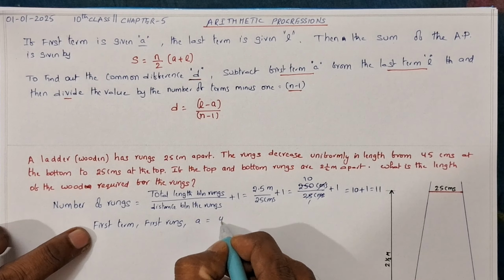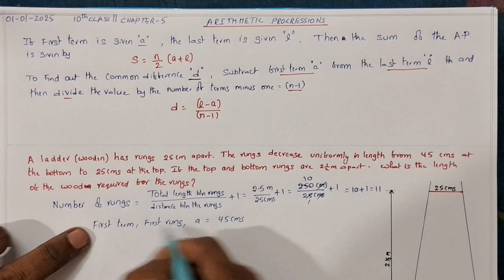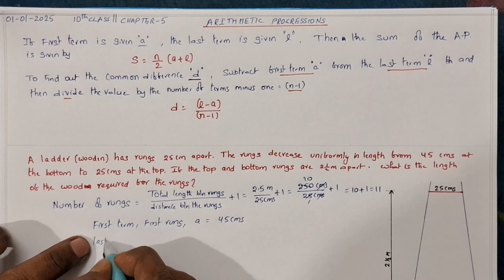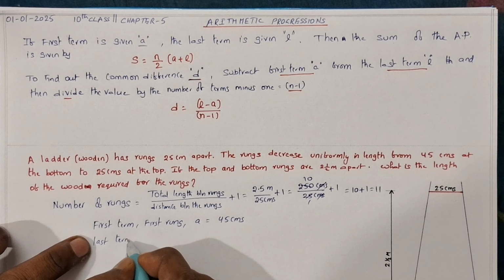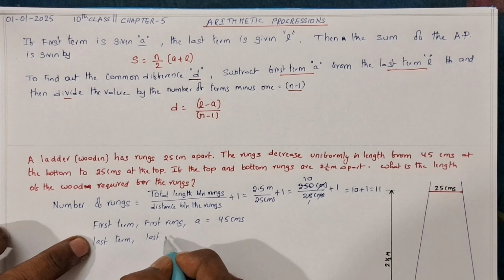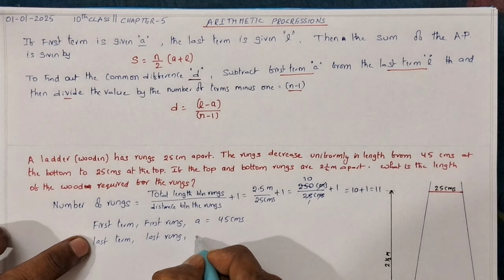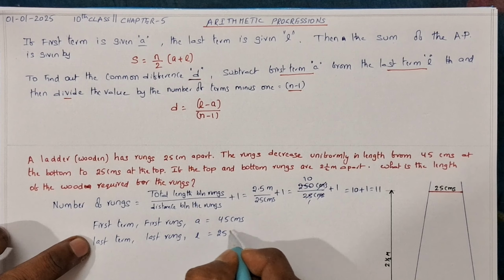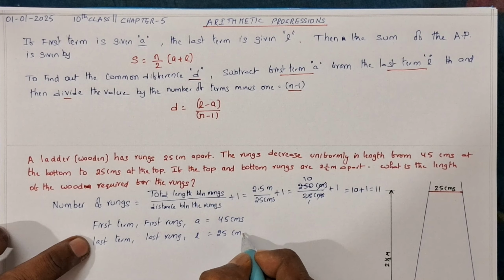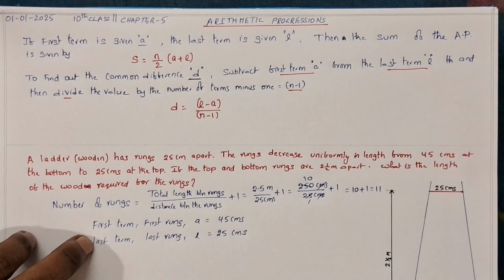A is equal to 45 centimeters. Last term or last rung, L is equal to 25 centimeters.